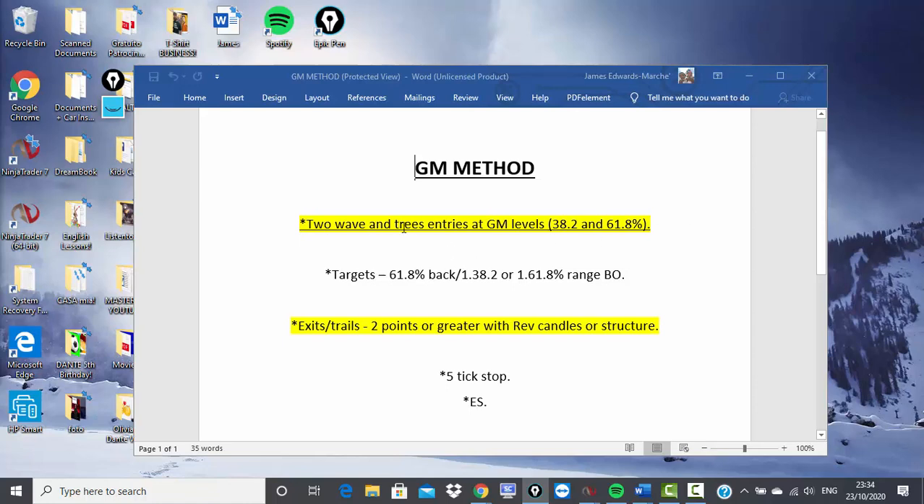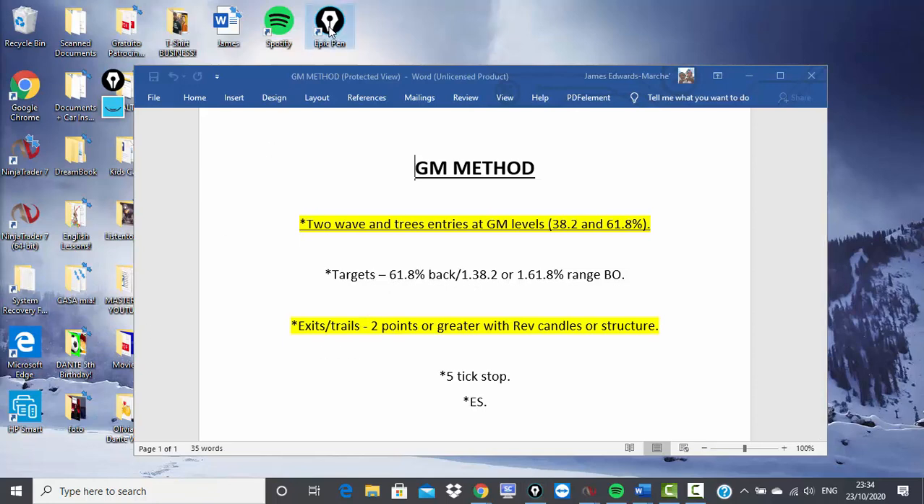So I'm looking for 2 wave entries at GM levels, 38.2 as we said, and 61.8. Targets back to the 61.8, or 1.382 or 1.618 of the range breakout. That will make sense when I show you. So we'll get to that as well. Or maybe I'll just cover that here.